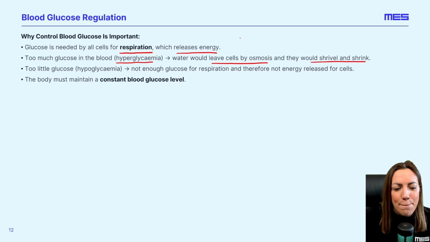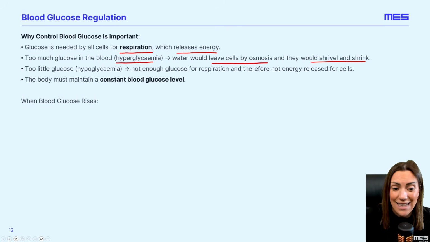Because if your blood plasma is full of glucose, that's a very concentrated solution. Your cell solutions would be more dilute, so water would start to leave your cells. Equally, if you have too little glucose, hypoglycemia, then there'd not be enough glucose for respiration and therefore not enough energy released for your cells. So it's really important that we maintain a constant blood glucose level.